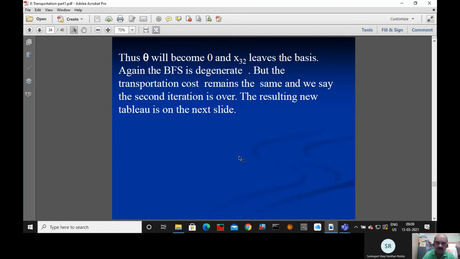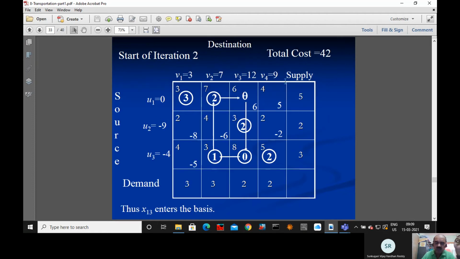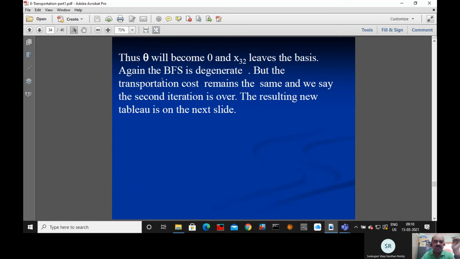After dropping, we have something like theta is becoming 0. Our x32, the value in the third row, second column, is becoming 0. Theta is becoming 0 and x32 will leave the basis again. So this basic feasible solution is degenerate, but the transportation cost remains the same, and we say that the second iteration is over, with the resulting new table on the next slide.